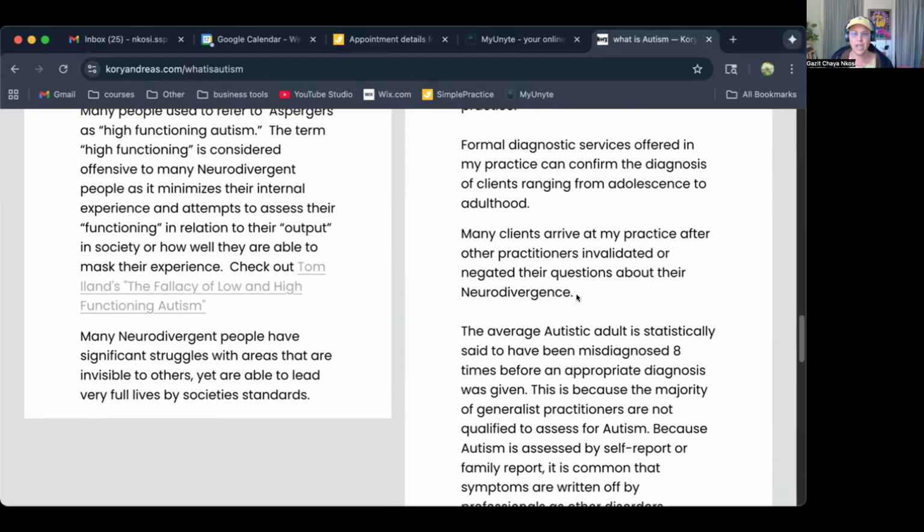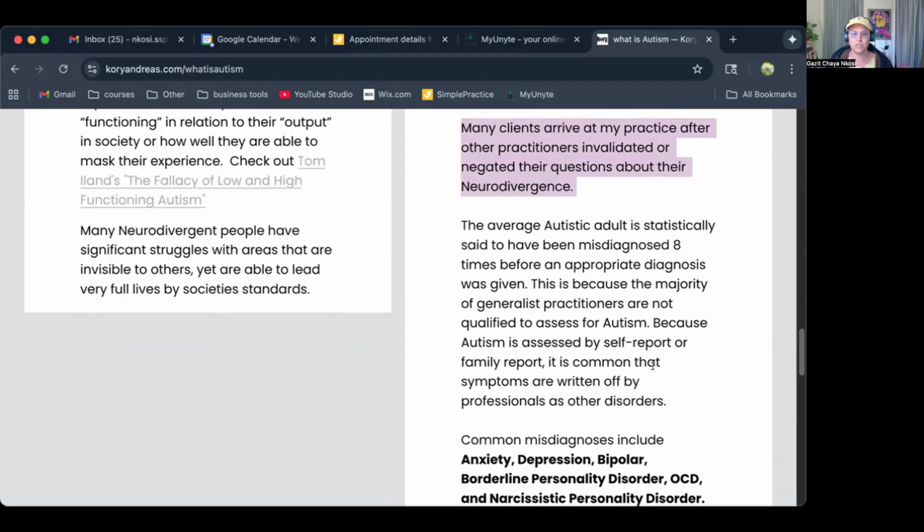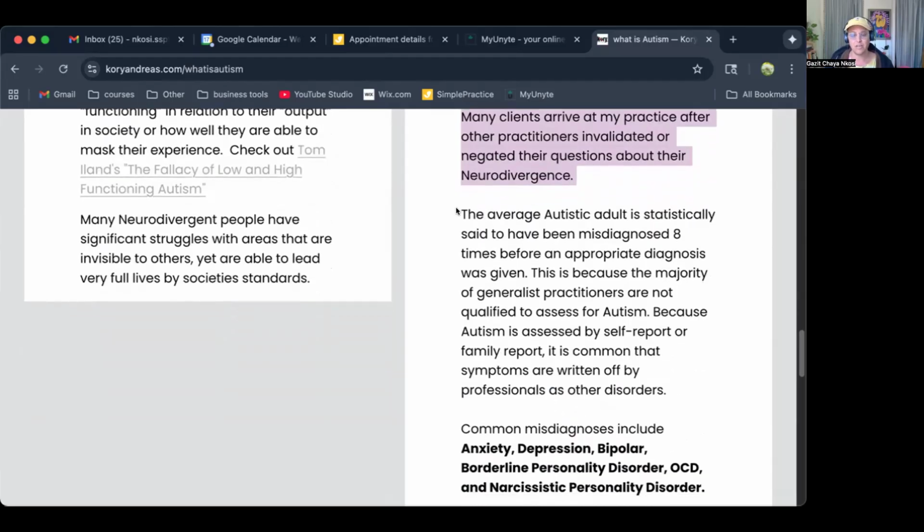Many clients arrive at her practice after they've been invalidated or negated by other professionals. I love this. The average autistic adult is statistically said to have been misdiagnosed 8 times before an appropriate diagnosis was given, just because of practitioners' training. It's like the practitioners are just really underinformed.